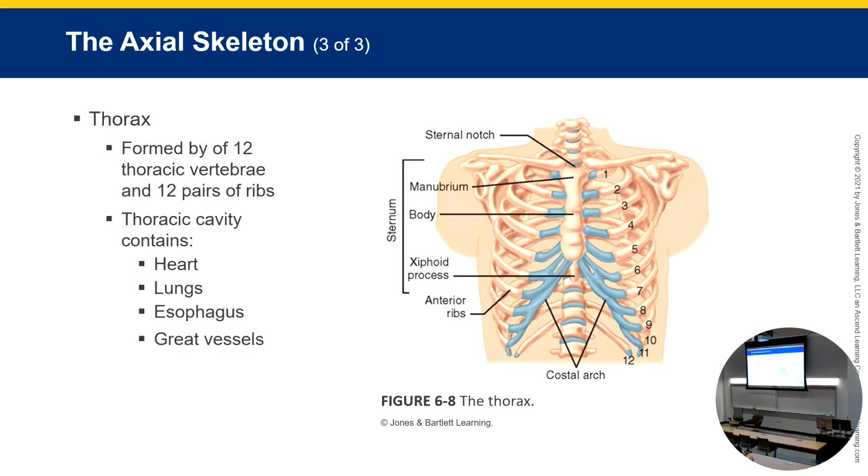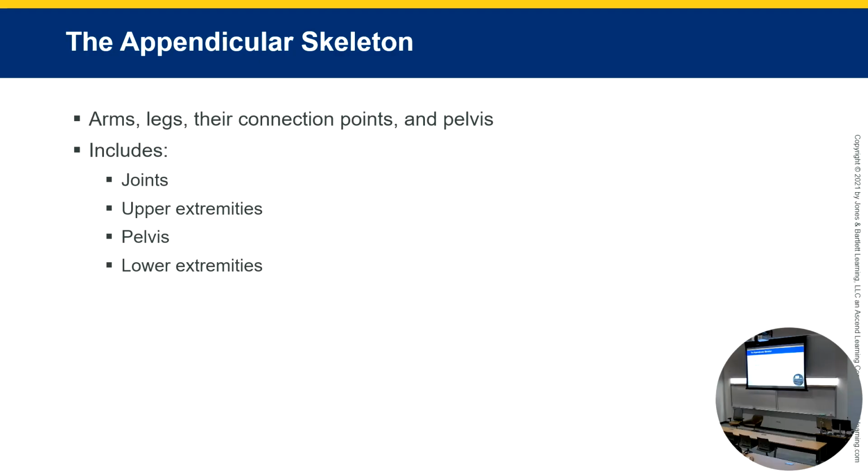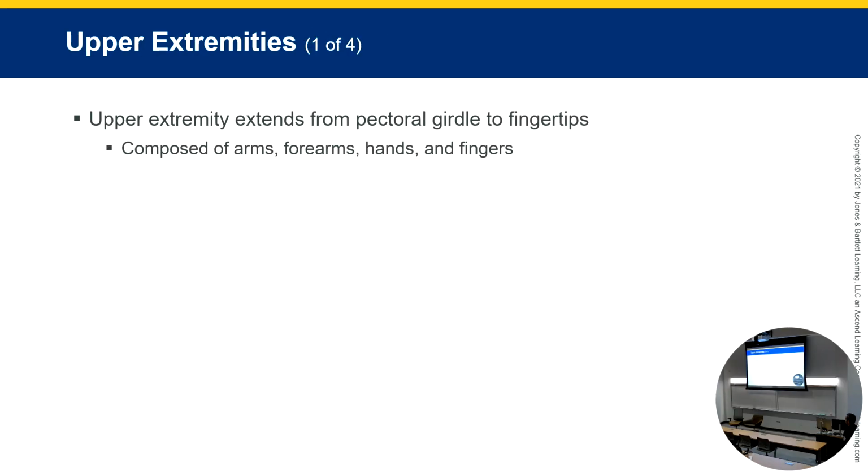All right. The appendicular skeleton: arms, legs, connecting points, and the pelvis. Again, joints, upper extremities, pelvis, lower extremities. Let's break it down. The upper extremity extends from the pectoral girdle to the fingertips. The pectoral girdle references the clavicle, the scapula, and the humerus all together. Your whole upper extremity consists of those components, the humerus, the radius, ulna, carpals, metacarpals, and phalanges.